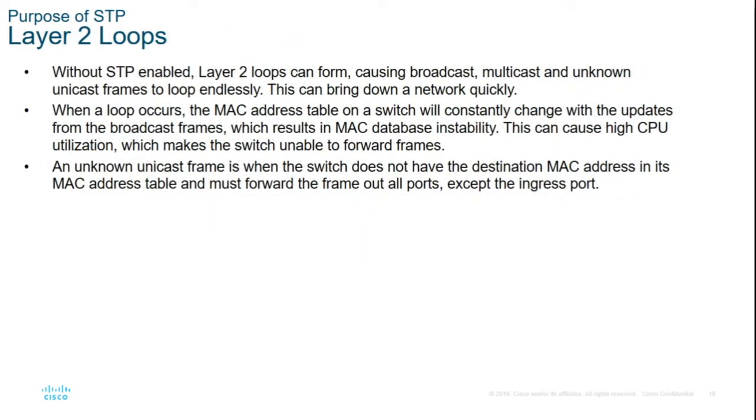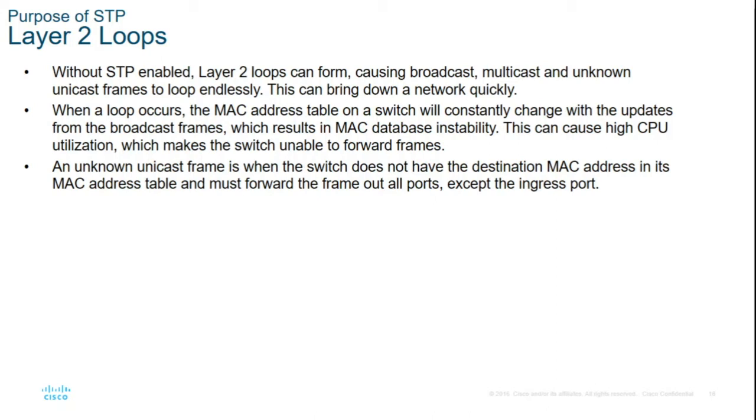Without STP enabled, Layer 2 loops can form, causing broadcast, multicast, and unknown unicast frames to loop endlessly. This can bring down a network quickly. Also, the MAC address table on a switch will constantly change with the updates from the broadcast frames, which results in MAC address database instability and can cause high CPU utilization, making the switch unable to forward frames.